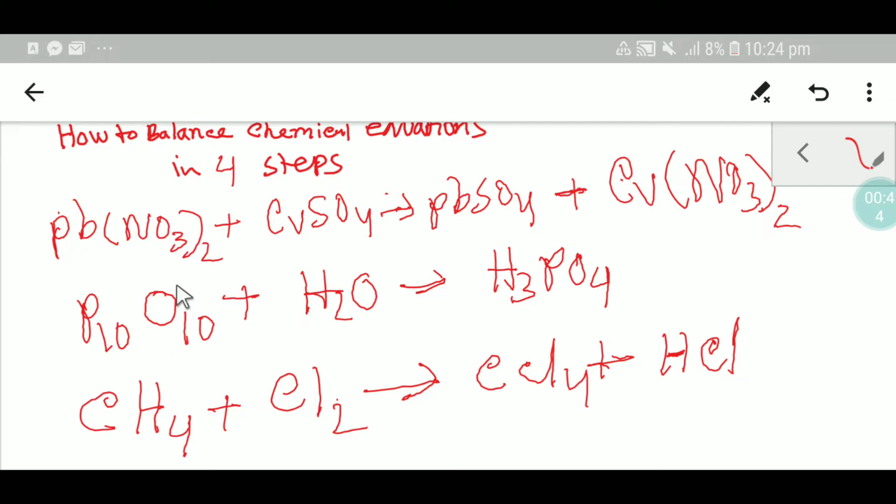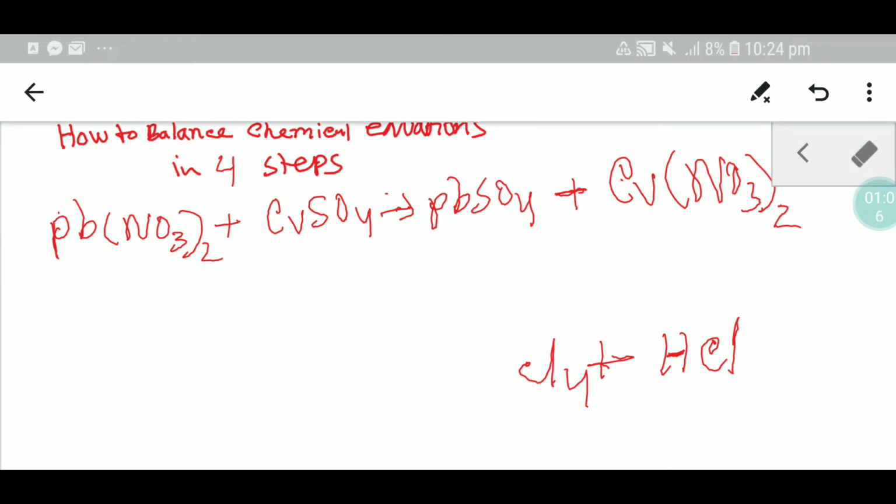So I will balance this equation first, and then this. I will balance every equation with rules in just 4 steps. So let's get started. To balance the first reaction, what will I do? I will delete the second and third example.